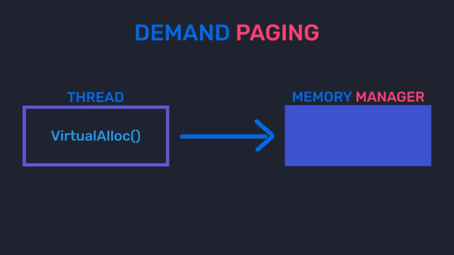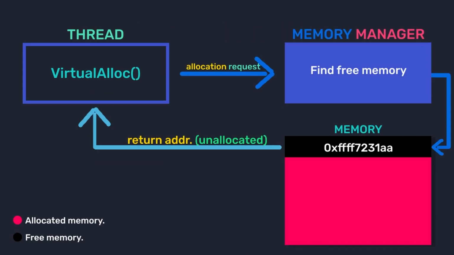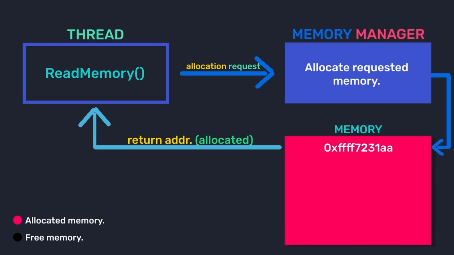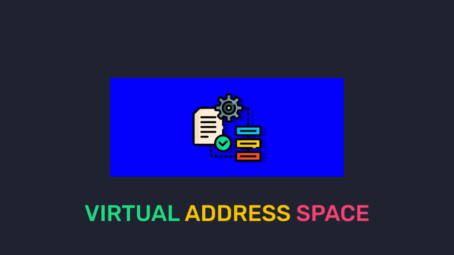When a thread requests memory allocation, the memory manager does not immediately allocate memory, but instead returns a pointer to memory that has not yet been allocated. The memory is allocated only when it's accessed. This method is used because programs may request memory that they never access or use, and keeping such pages in memory wastes system resources. Next, let's delve into the concept of virtual address space.